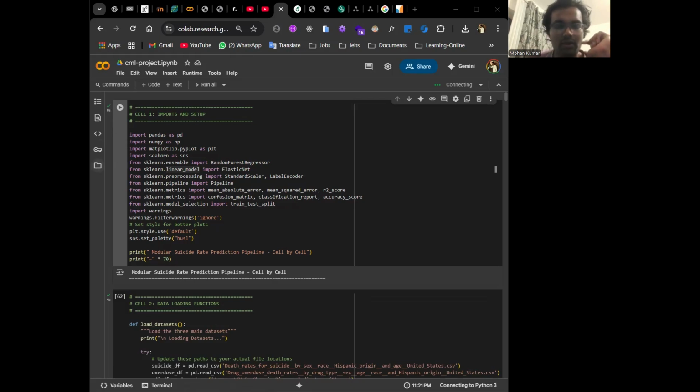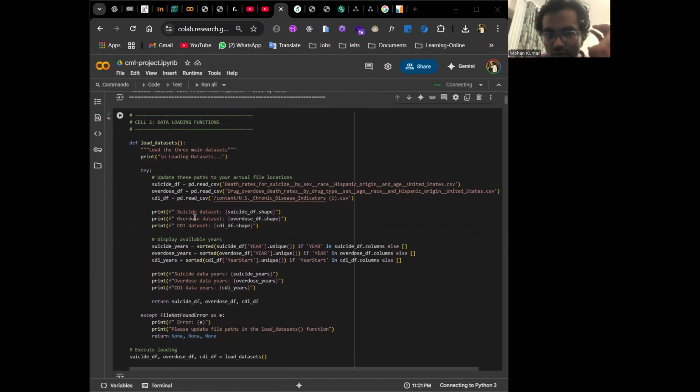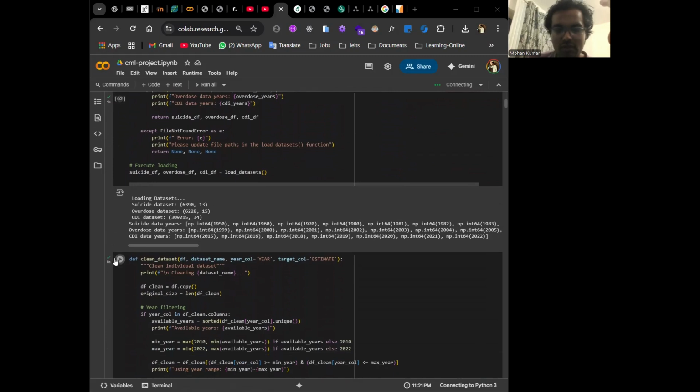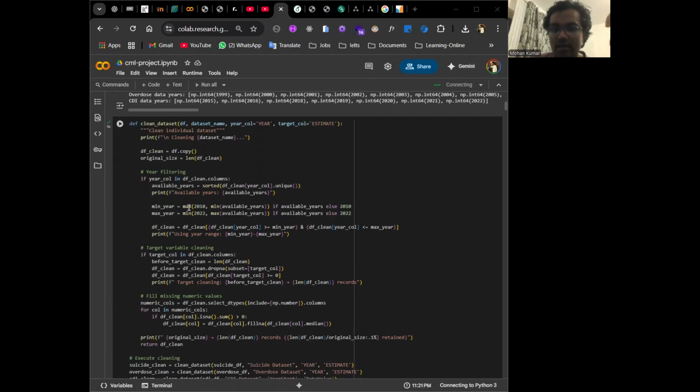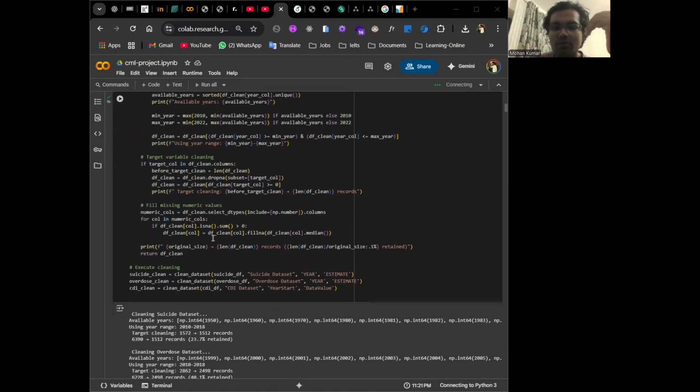So our first step is we loaded the data. If I show you here, we are loading our data sets accordingly. In step two, we started cleaning the data by copying the data frame, and we started year filtering, where the three data sets don't have the same time window. So we use a programmatic method to figure out the time window which overlaps on each data set, and we started cleaning the data for outliers.